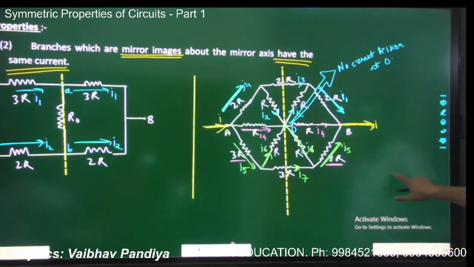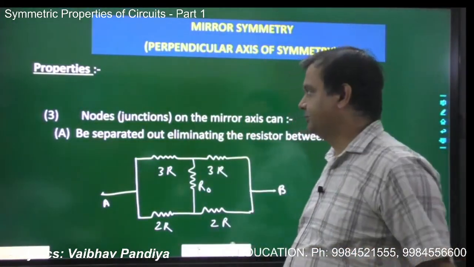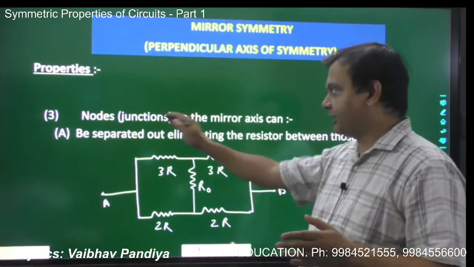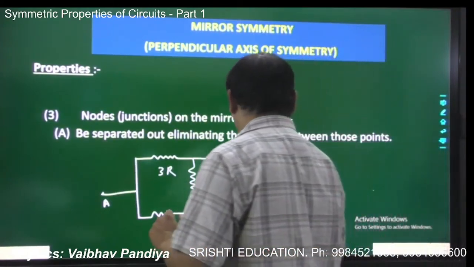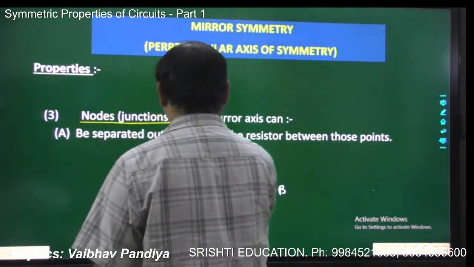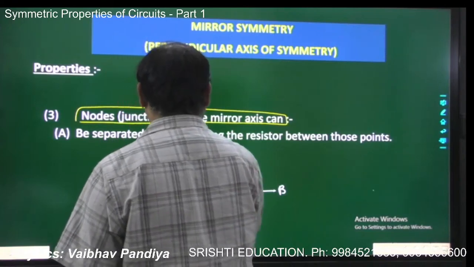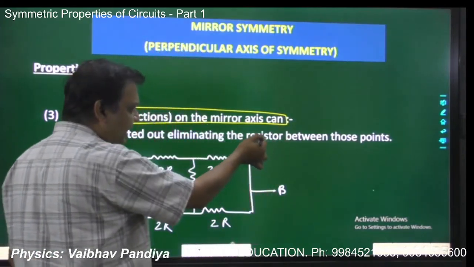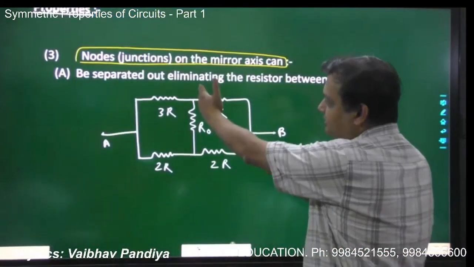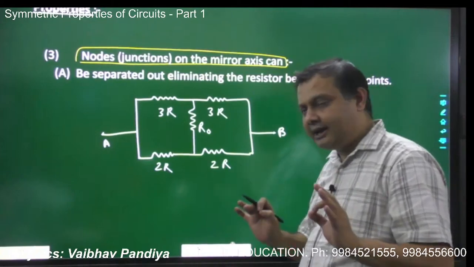Okay, you can note it down. The third property, and the third property will have three applications. The third property will deal with the points or nodes on the mirror axis. To see the first application of the property, all the nodes or junctions on the mirror axis can be separated out, eliminating the resistor between those points. If there are certain points on the mirror axis, of course we have seen they will have the same potential.